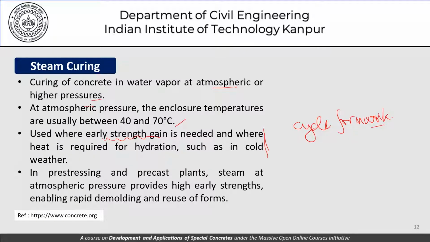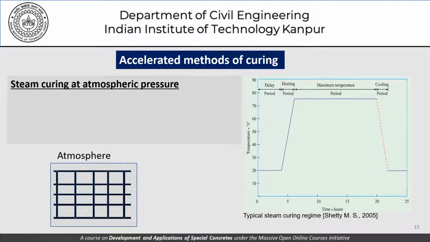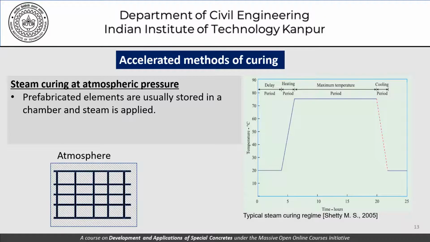In pre-stressing and precast concrete plants, steam at atmospheric temperature provides high early strengths, enabling rapid demolding and reuse of forms, as we've just discussed. Accelerated curing methods. This is a slide which we have seen from the previous discussion in the previous module. This shows you a typical steam curing cycle.